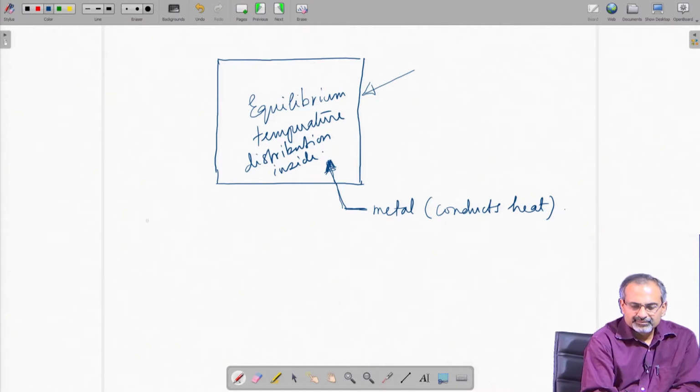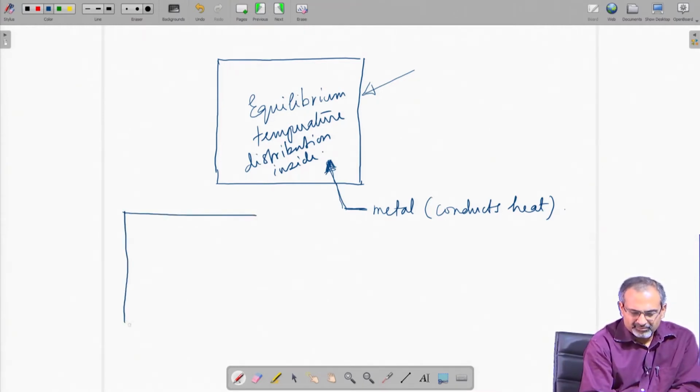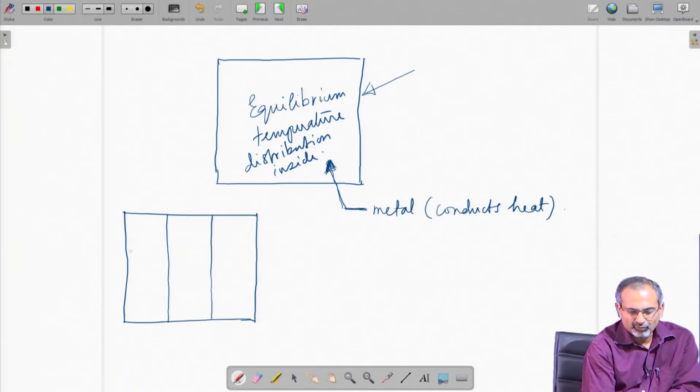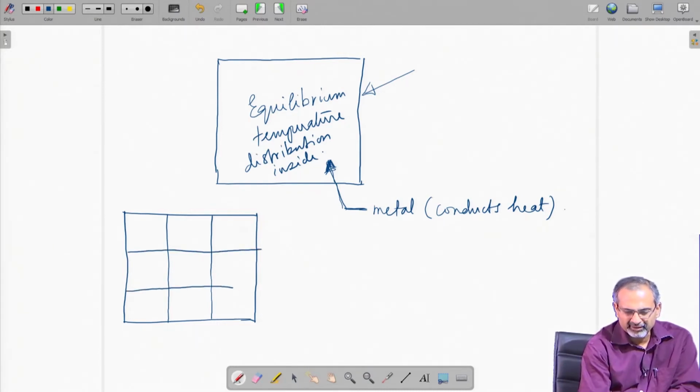So, for solving such a problem, let us put in some values typically, so that we can work out an example problem and try to understand how this iterative method works.